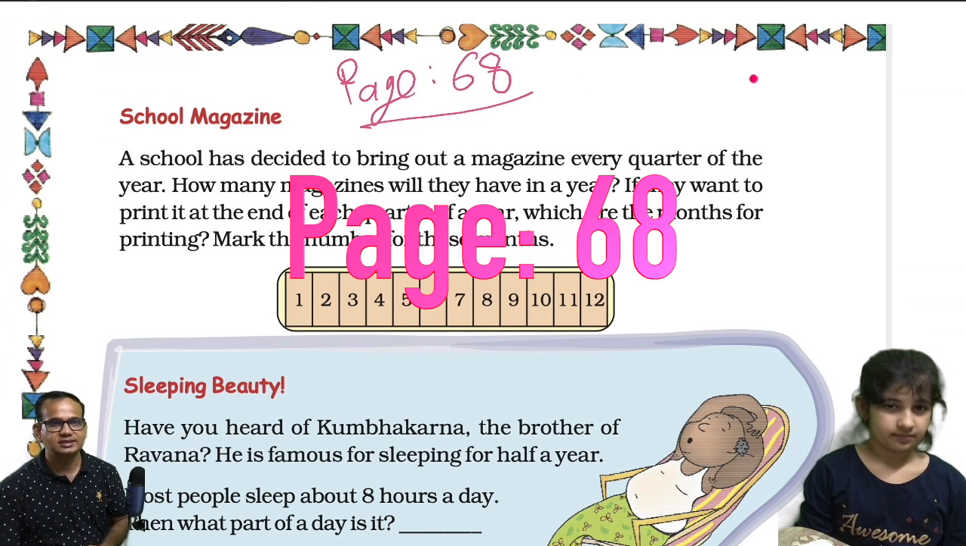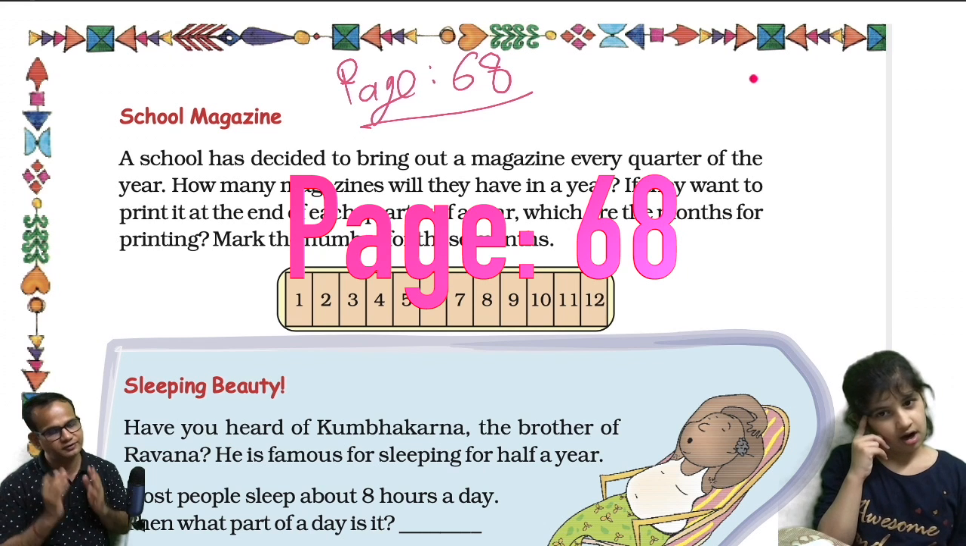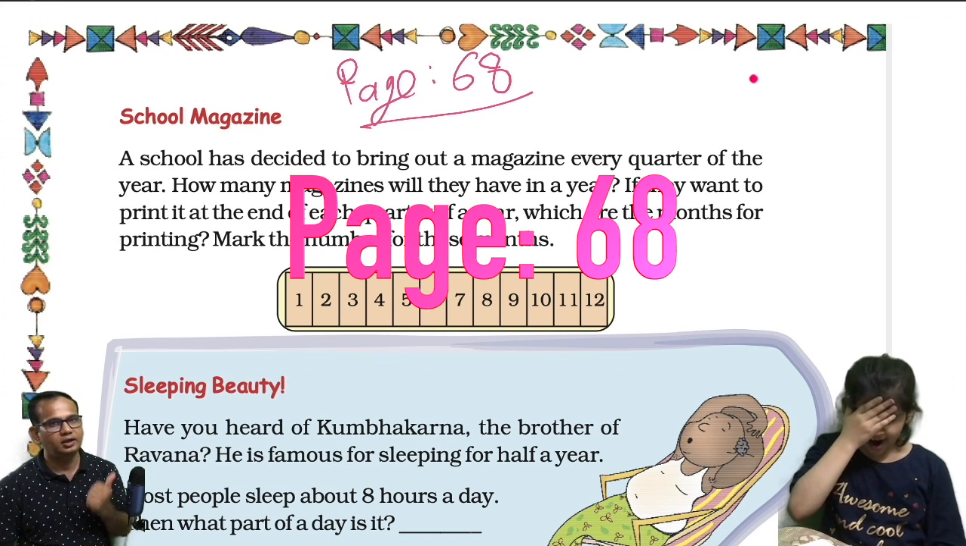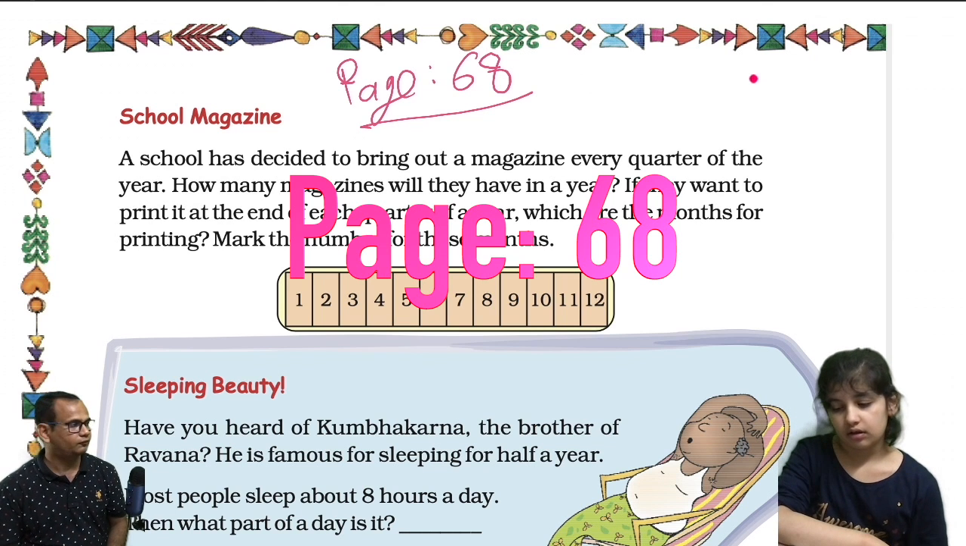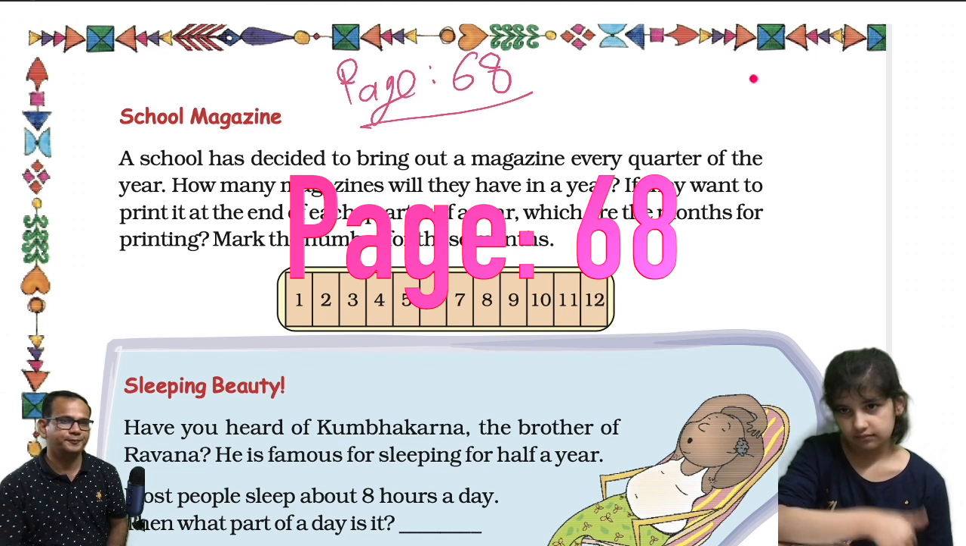Today we'll be discussing page number 68 of the Math Magic book, class 5th NCERT book, and here with me is Havisha Rathod. So we'll start without wasting further time. Shall we start, Havisha? Of course.